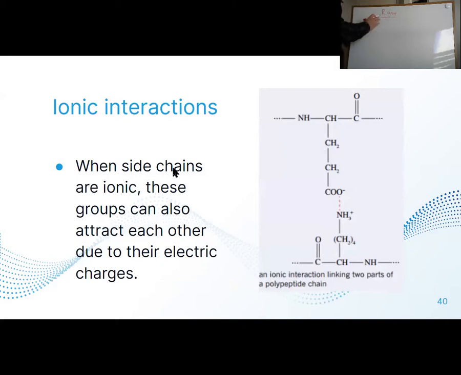So ionic being ions, so electrical charges. On one of the amino acids, we have COO minus at the end of its R group. The other we have NH3 plus.